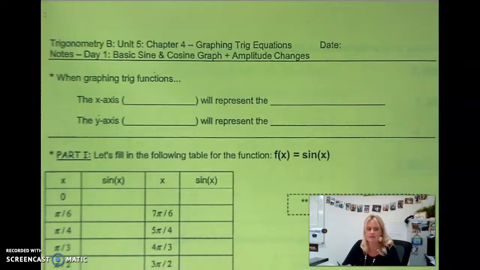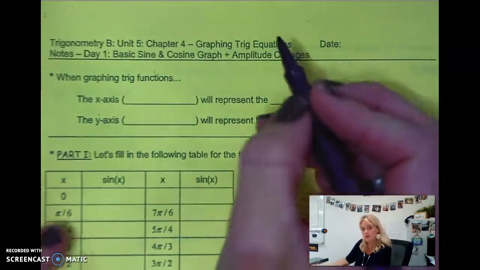Hi, today we're going to talk just about the parent functions. Those mean the basic functions for sine and cosine. So today we're just really going to look at just the simple part of it all.